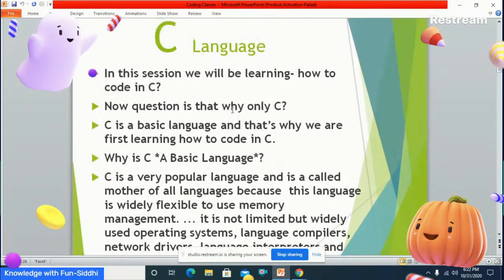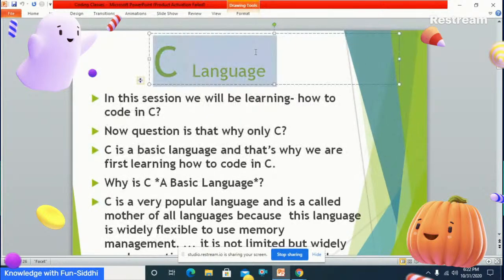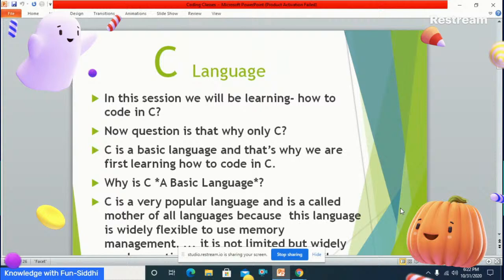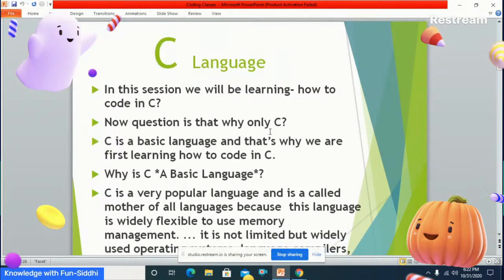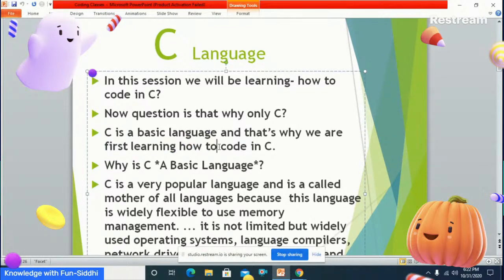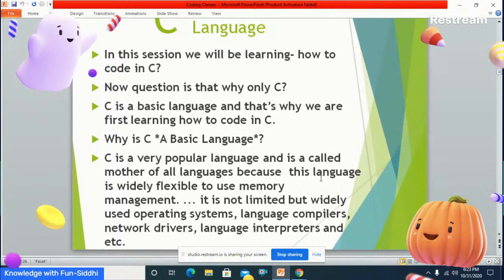So basically, in our session, we'll be learning about the C language. C is a programming language, and we are going to learn about the C programming language. Now the question is, why only C? Why not any other language? Because it is a basic language. Now why is it a basic language?